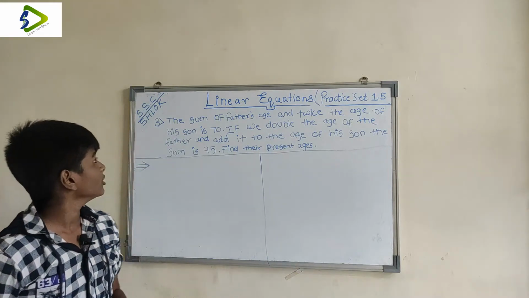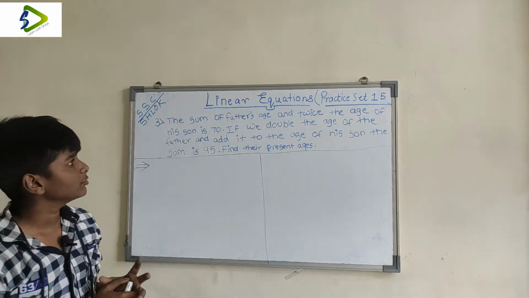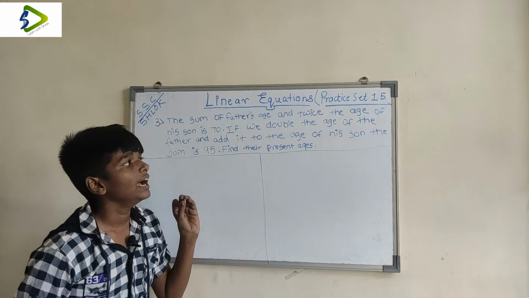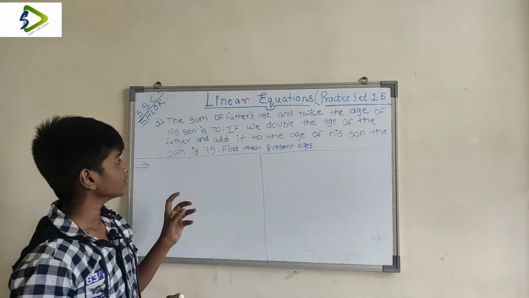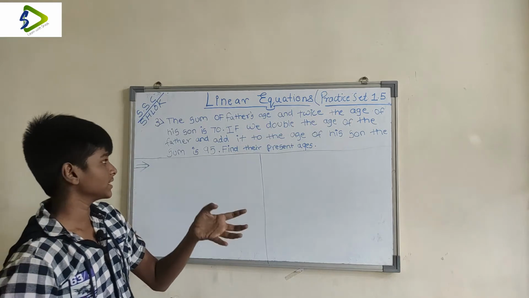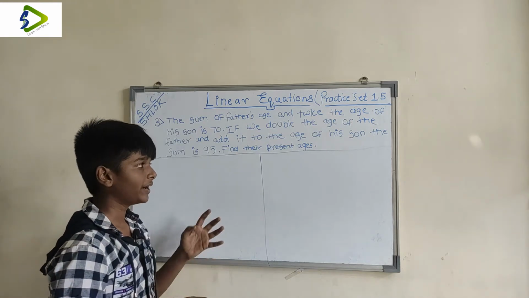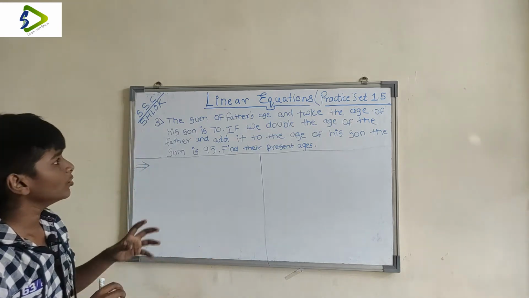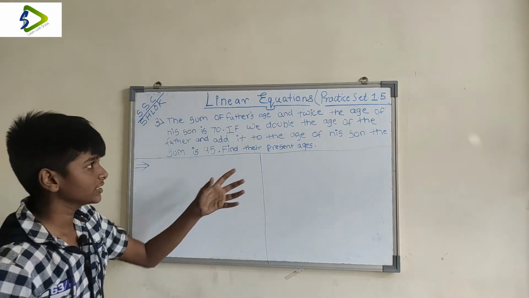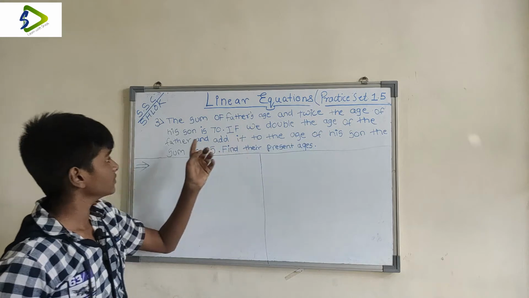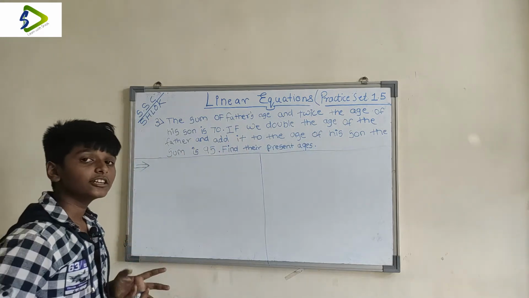So now we are on the third question. The third question given to us is, sum of father's age and twice the age of his son is 70. If we double the age of the father and add it to the age of his son, the sum is 95. Find the present ages. So what they say is the sum of father's age. So I don't know what is father's age and what is the age of the son. So what I do, I consider them as variables.